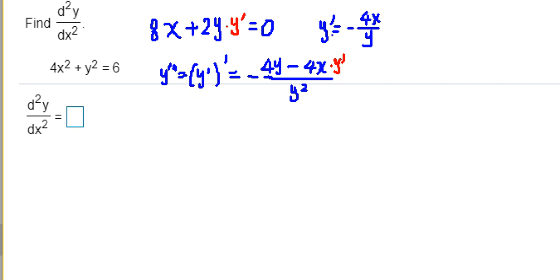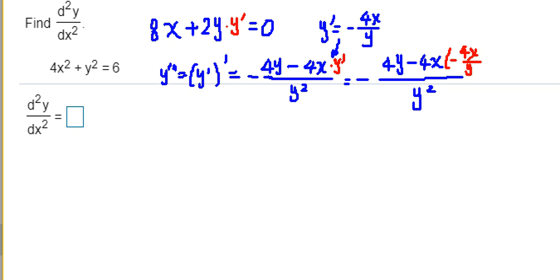Now we certainly should do a substitution. What is y prime? We just found it. So it's going to be negative of, so y squared on the bottom, 4y minus 4 times x times, okay, now this is our y prime. So negative 4x over y, that's my y prime.